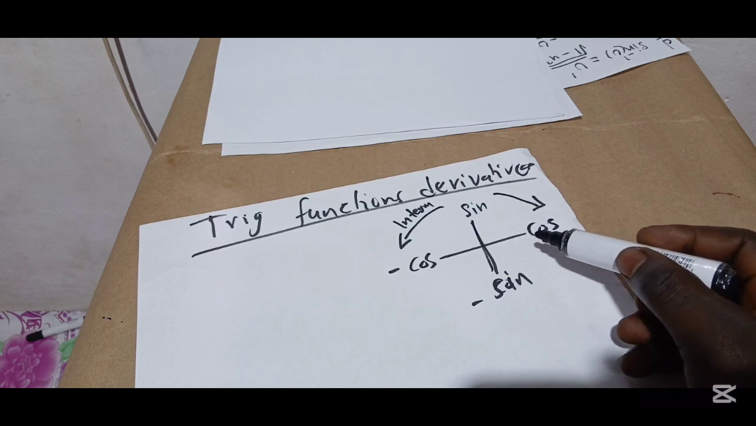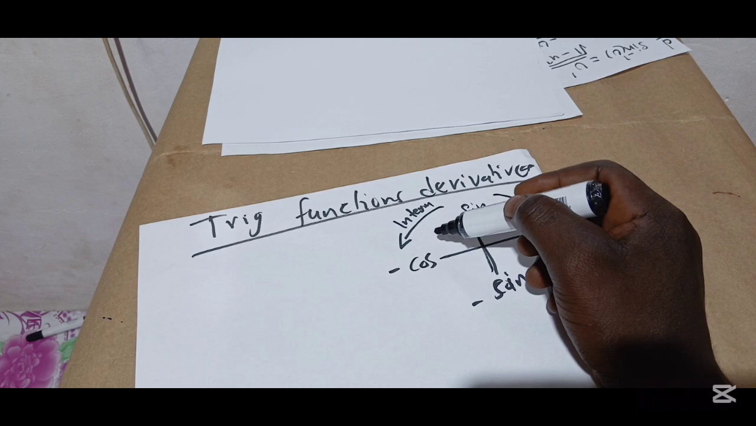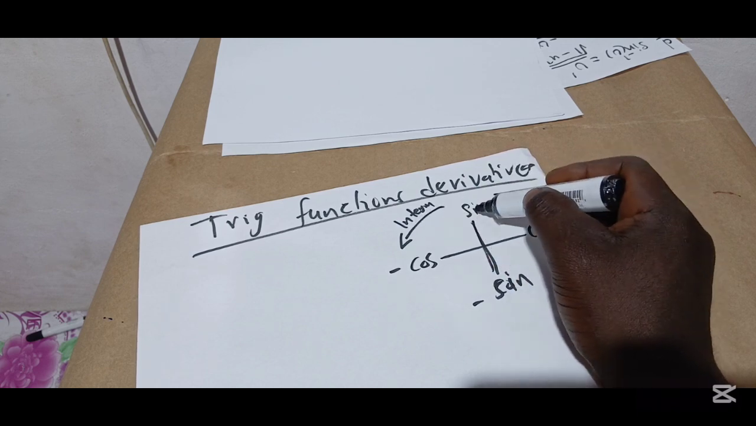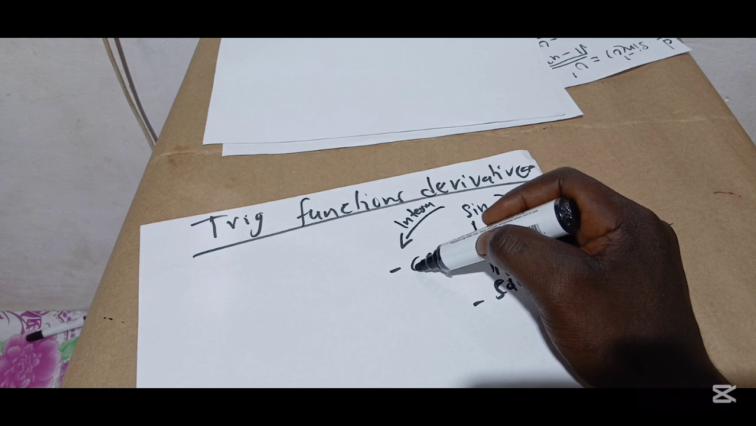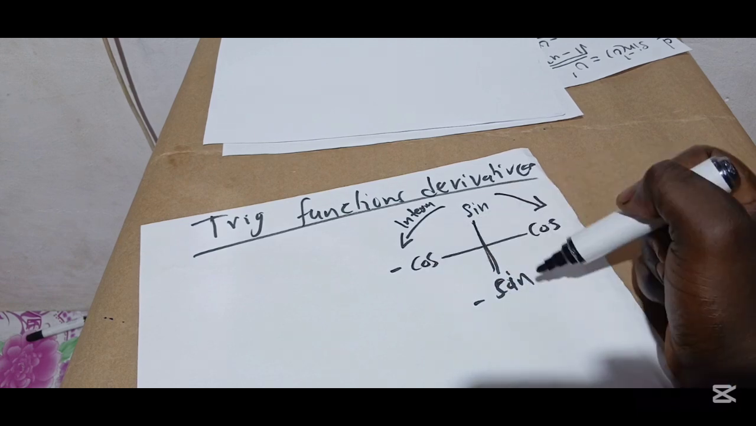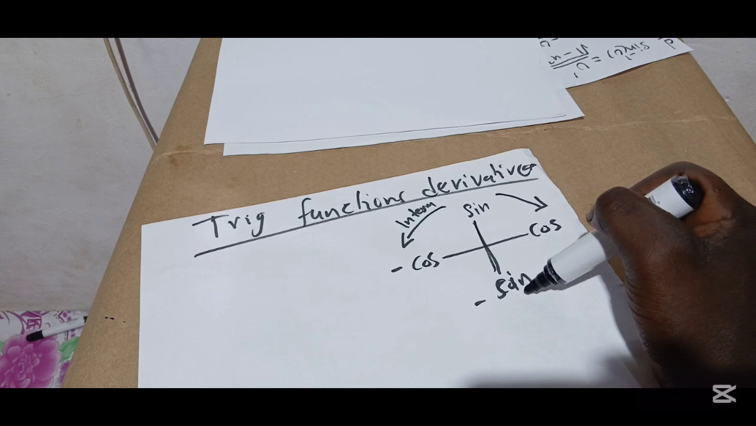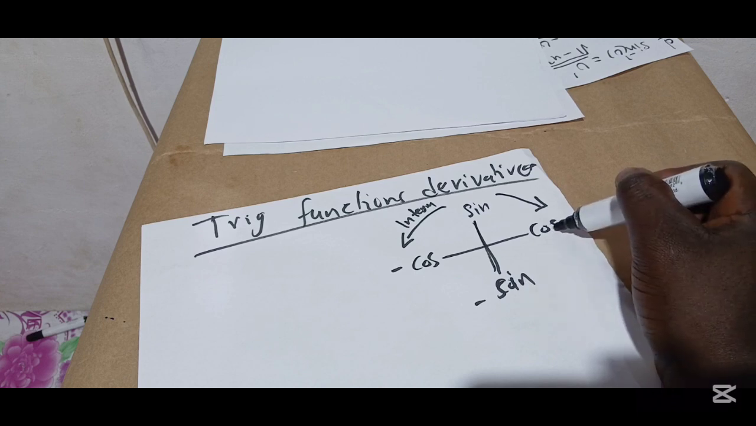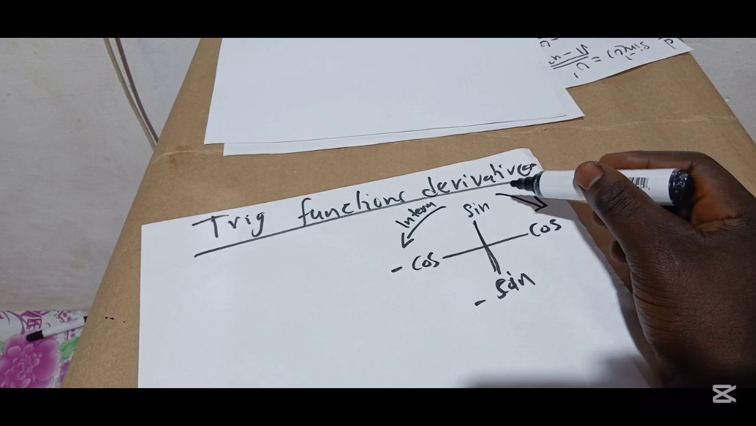So let's look at the other way around. Going anti-clockwise, we are integrating. If you stand on sine and integrate sine, you get negative cos. To integrate negative cos, you get sine, right? So it goes on in that manner. You integrate negative sine, you get cos. You integrate cos, you get sine, positive sine. So it goes on in that manner.